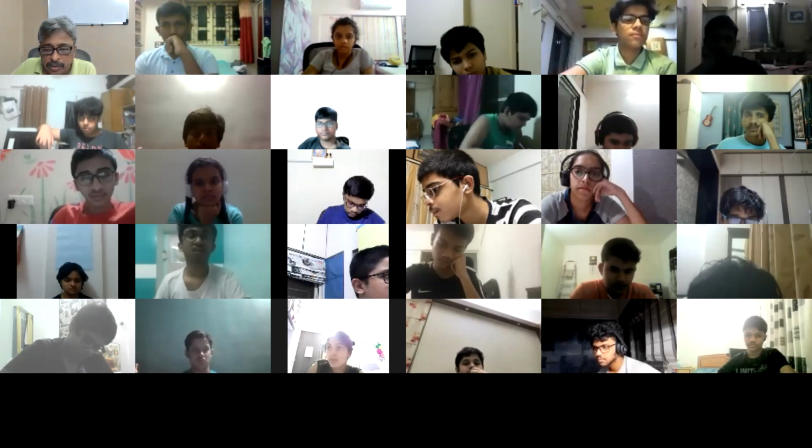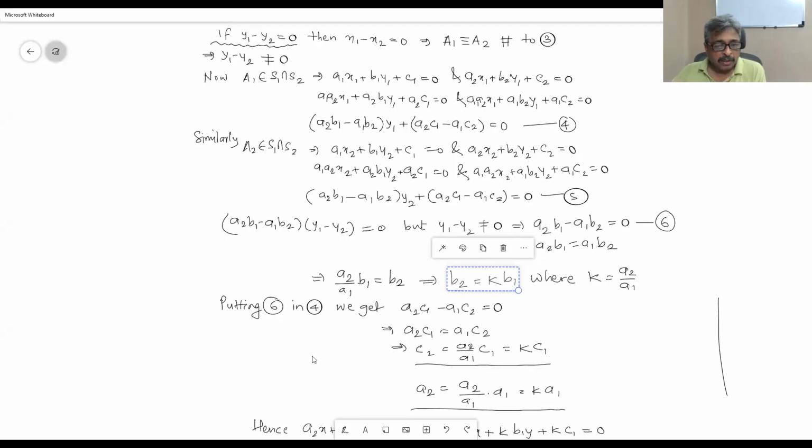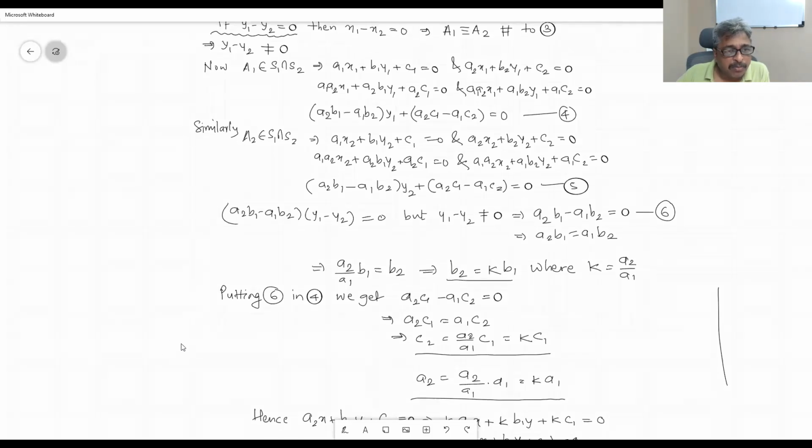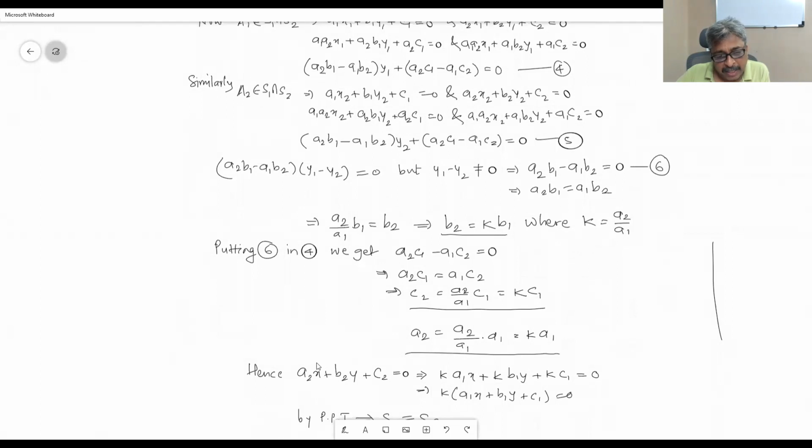By putting this equation 6, whatever we have achieved, back into equation 4, we could find out C2 as A2 upon A1 times C1, which is k times C1. And A2 is also k times A1. So that completes our first part of the proof. And then second part of the proof is, if we consider the second equation, then it becomes k times the first equation, and therefore the solution set for first and solution set for second must be same.